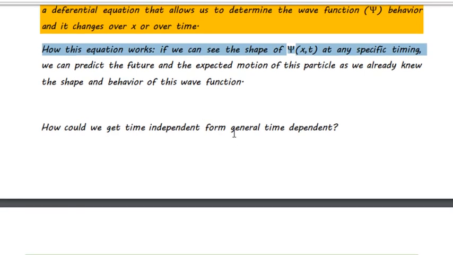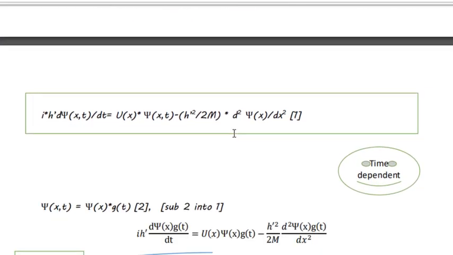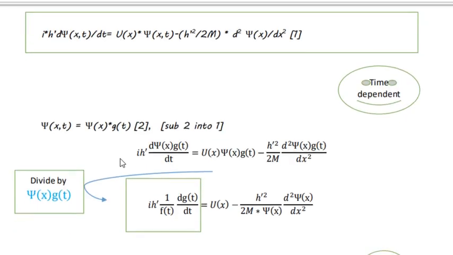So how could we get the time independent equation from the general time dependent one? This is the equation that we have shown before, and this is time dependent, sorry, this is x and t. So how can we get time independent from time dependent? It's simple: in mathematics, if there is a function of two variables, we can rewrite this function as two separated functions. This is not the same value as this.